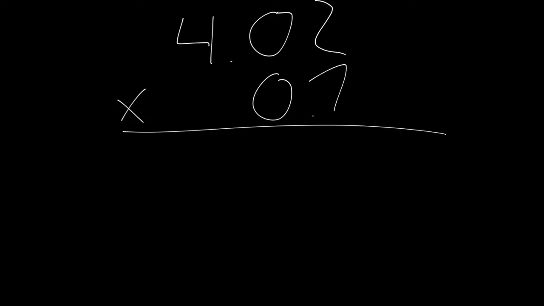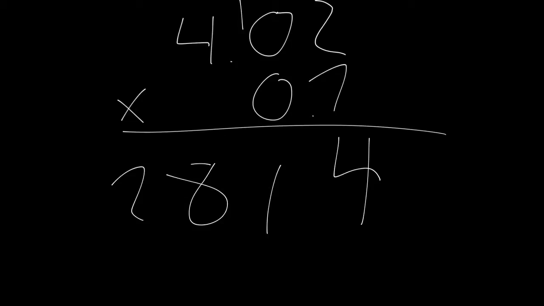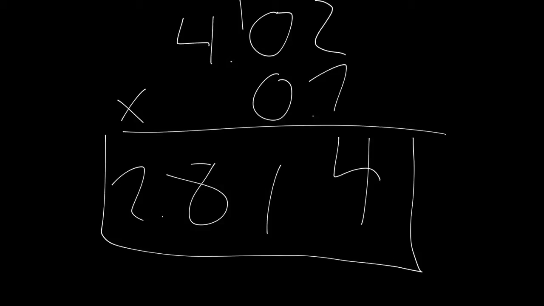When you are multiplying decimals, you do not need to line up the decimals right here. So you will multiply as normal. One, 2, 3. So you put it over 1, 2, 3. Your answer is 2.814.